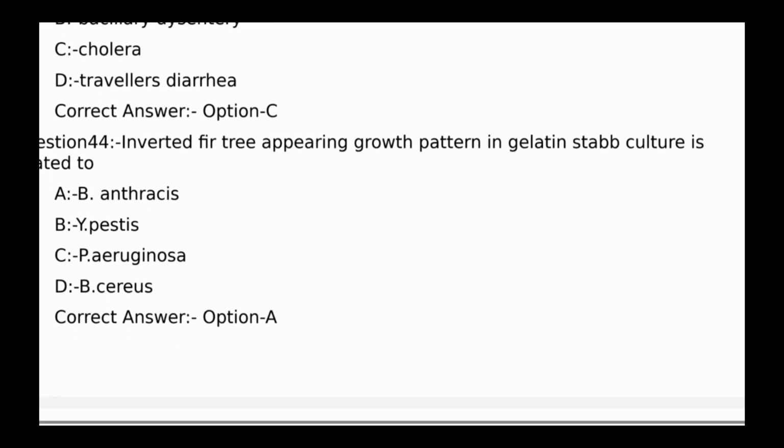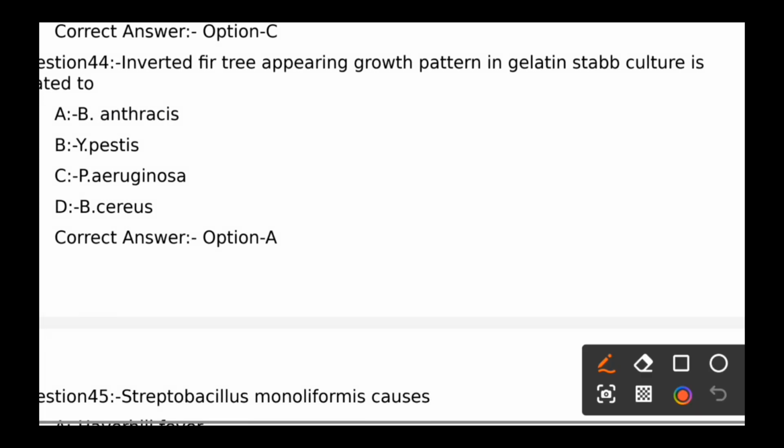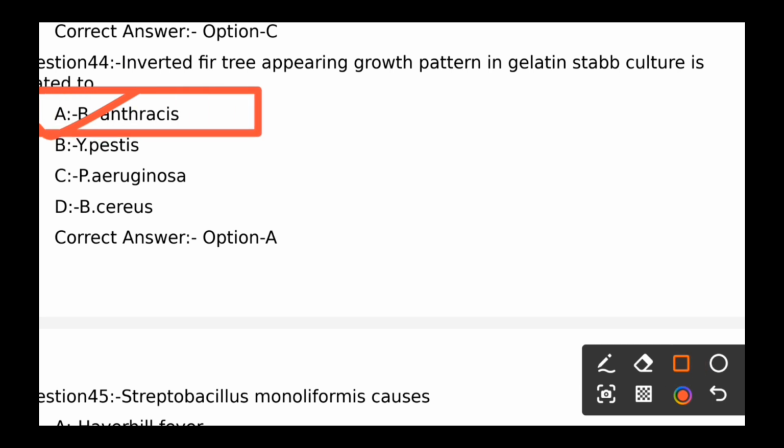Next one. Inverted fir tree appearing growth pattern in gelatin stab culture is related to option A Bacillus anthracis, option B Yersinia pestis, option C Pseudomonas aeruginosa, option D Bacillus cereus. Inverted fir tree appearing growth pattern on gelatin stab culture is possessed by Bacillus anthracis. The right answer is option A.